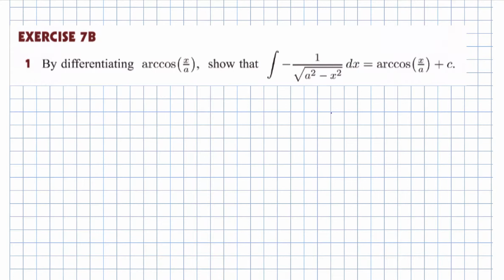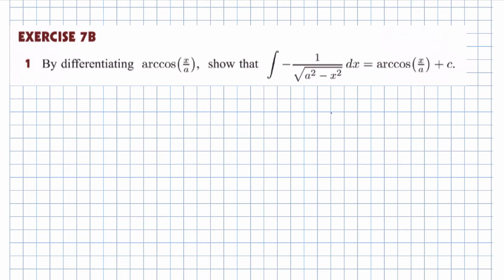So this question asks us to differentiate the arc cosine of x over a so that we can show that the integral of this stuff is equal to this. Now, once again, contrived type question to show something works, but it does involve a bit of thinking. We're going to practice some of the things that we looked at in the previous video.